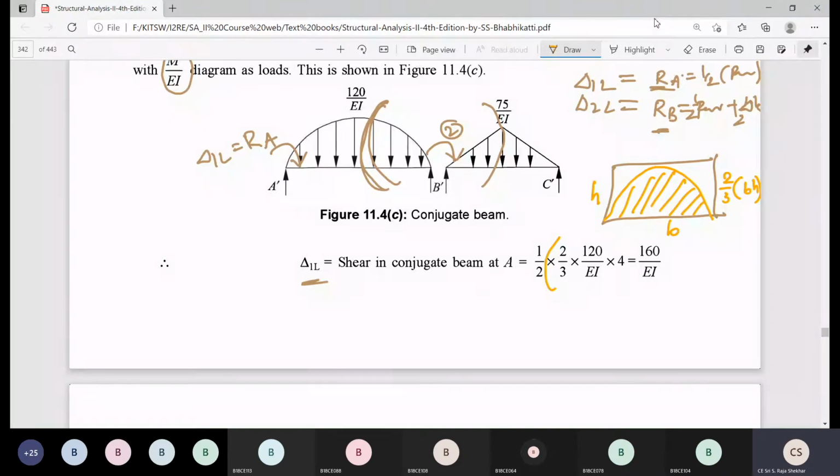So the area of the parabola is 2/3 of base, which is 4 meters, times height, which is 120 by A. So half of this area will be considered as RA.